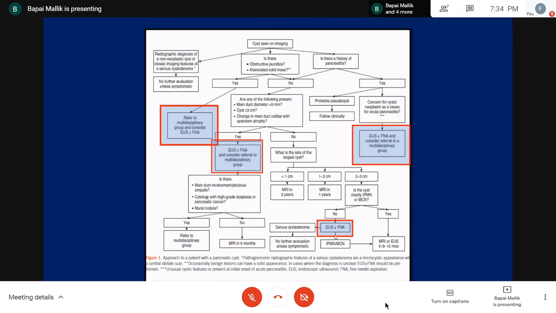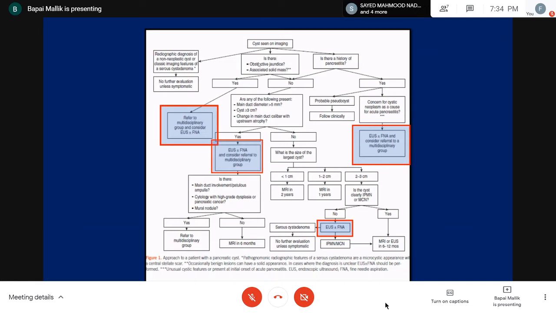of FNA being highlighted. So according to this guideline, if there are cysts which are seen on imaging and the radiographic diagnosis is that of a non-neoplastic cyst, or if there are classic imaging features of a serous cyst adenoma, no further evaluation is recommended unless the patient is symptomatic. However, if there is a history of pancreatitis, or if there is obstructive jaundice or an associated solid mass, things are different.